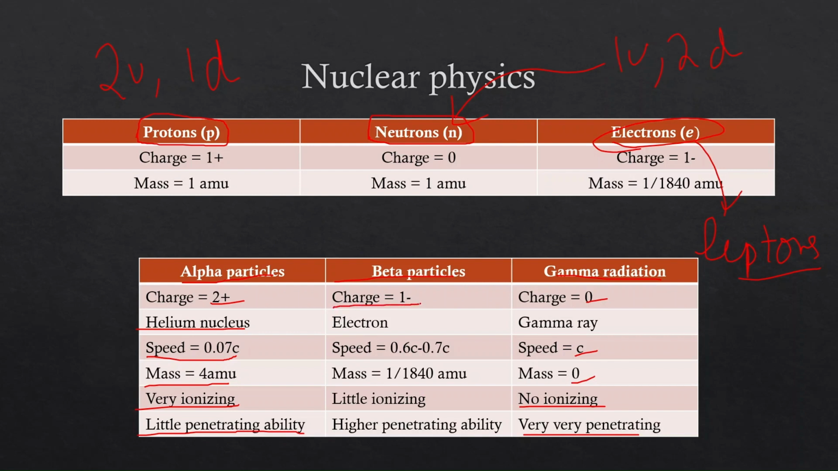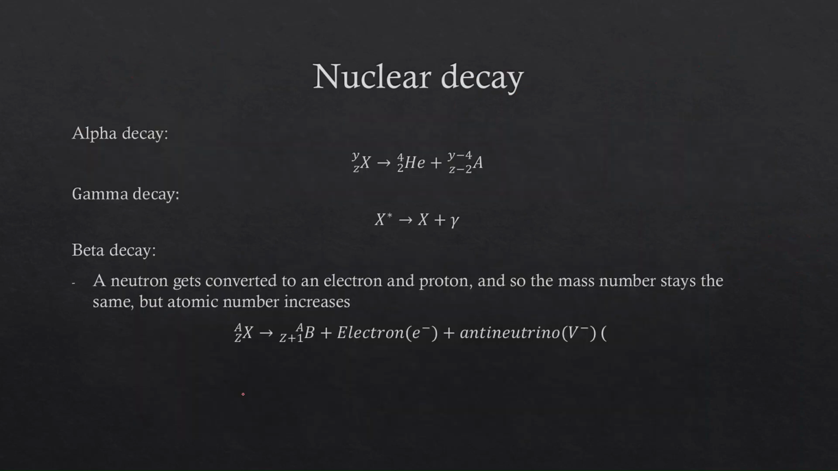Beta particles have a charge of -1 and are basically electrons. They have a speed of 0.6 to 0.7 c. They have the mass of an electron, and have a low ionizing effect but a higher penetrating ability than alpha particles. Then you have the nuclear decay equations.